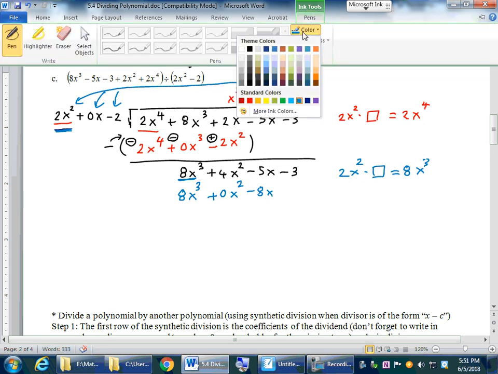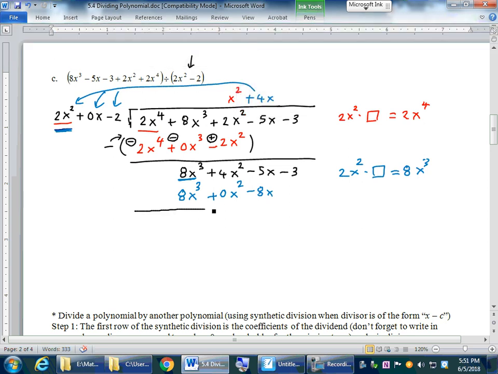Now after that, we subtract these two polynomials. So notice that it's the same process over and over again once you get that. Distributing the negative, negative times positive is negative. Negative times negative is positive. So this gives me 4x squared plus 3x minus 3.